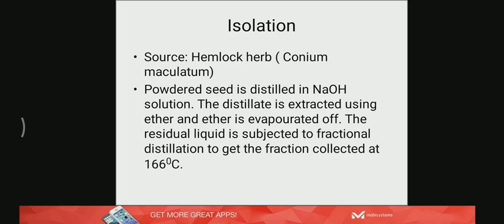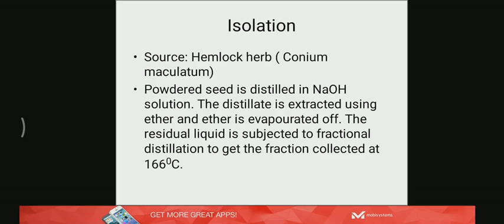And what is the isolation? It's very easy. It is obtained mainly from seed, so it is powdered and distilled with NaOH solution. So we add NaOH solution so that this alkaloid will become free, and it is distilled, refluxed strongly, boiled, and so it will come out.